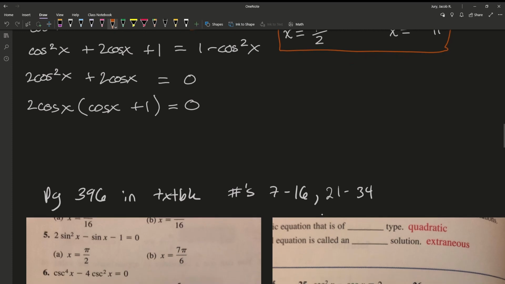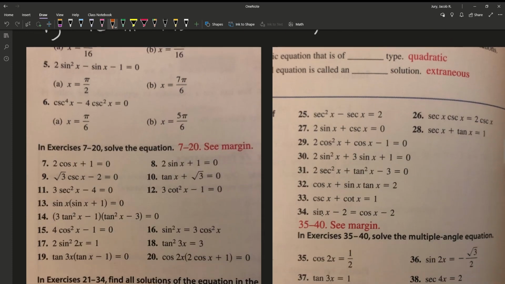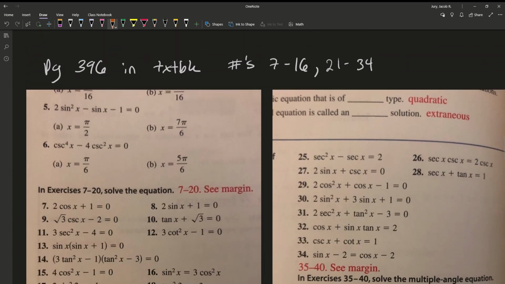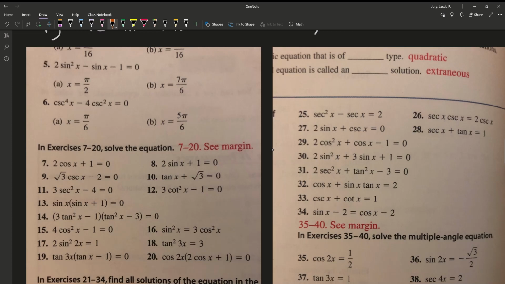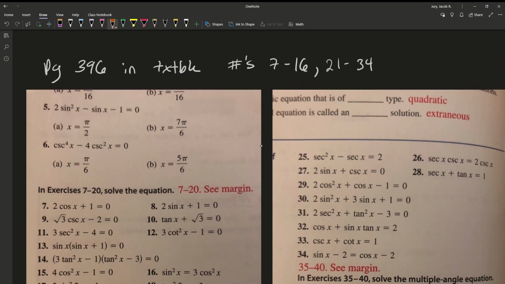Awesome. So I'd like you to try these in your textbook. This is page 396 in your textbook. It's numbers 7 through 16 and 21 through 34. Please be around for some practice on Zoom. I do expect to see you at least, I'm going to shave it down to at least once a week on Zoom.